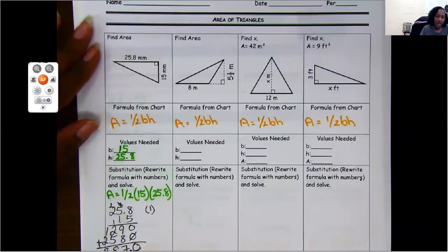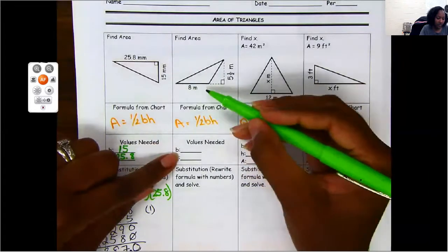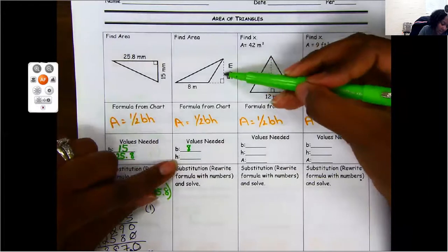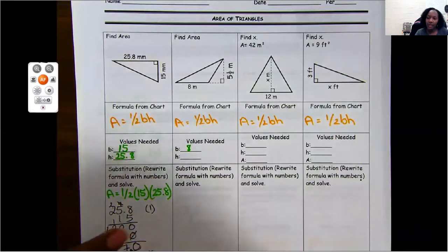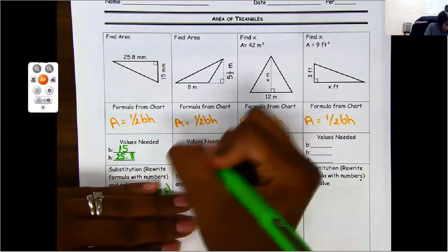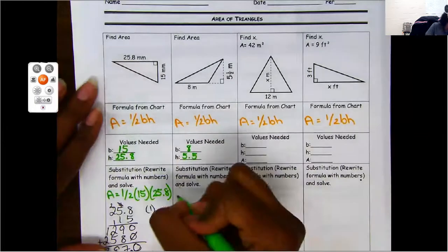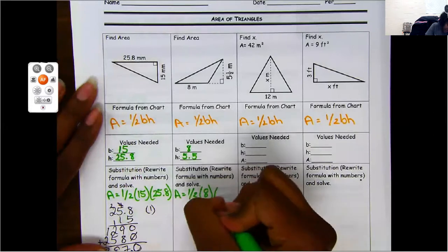All right, here's our next triangle. Our base, here's the bottom, seems to be 8 meters. Our height right here is 5.5 meters. Now you can multiply with a fraction, totally fine if you want to, but you might find it easier to change it to a decimal. Half as a decimal is 0.5. So we're going to put 5.5. We're going to rewrite with our formula, base times height.